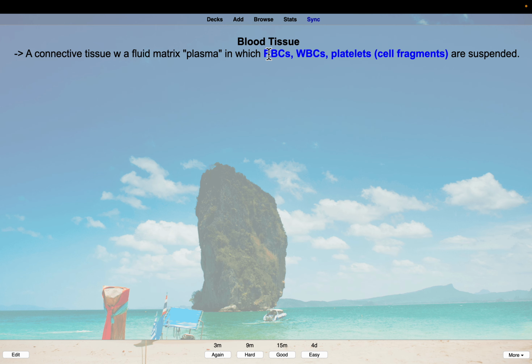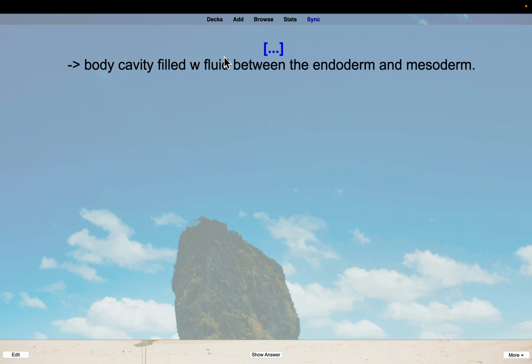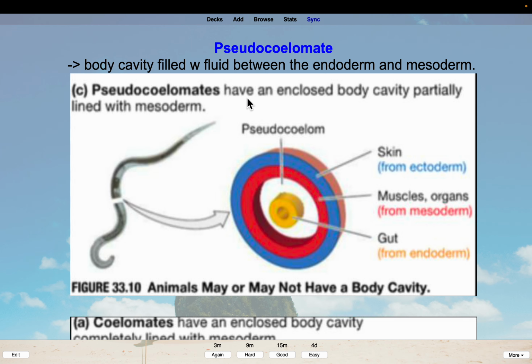They'd eventually be sent to the body through the arteries. And coming from the body, once they become deoxygenated, they return to the heart in veins. So yeah. Next. Blank is a body cavity filled with fluid between the endoderm and mesoderm. This is pseudocoelomate. From the prefix pseudo, this means fake. Coelomate, just associate that with the idea of body cavity. So fake body cavity.